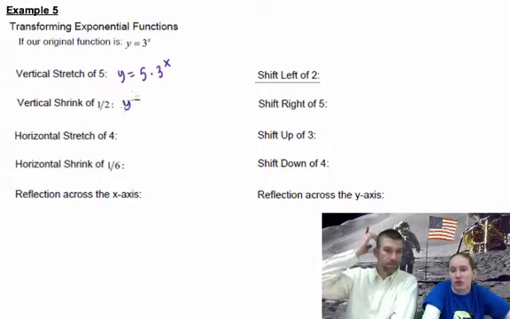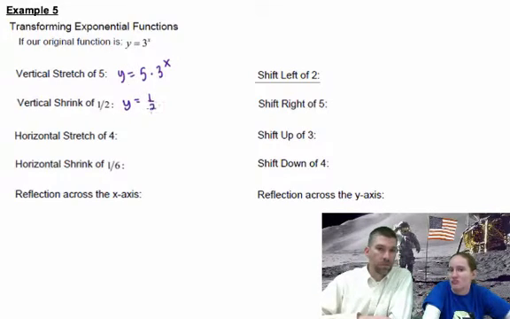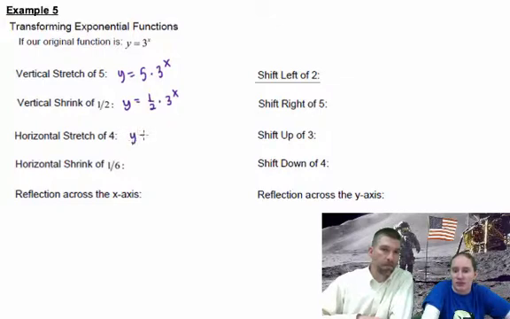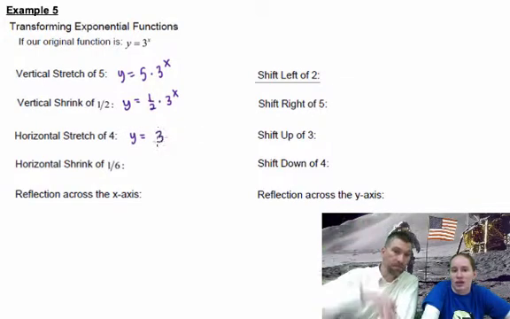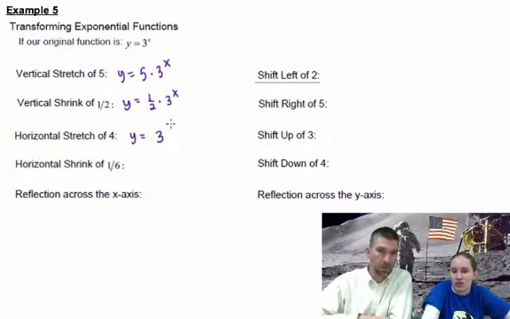Right. So if it's a vertical shrink, we still multiply by whatever it is. Right, because it's vertical. Vertical is outies. Okay. If it's horizontal, that goes inside. If it's a stretch of 4, it's a reciprocal. Then we do 1/4 x.